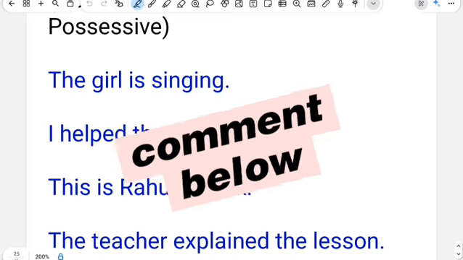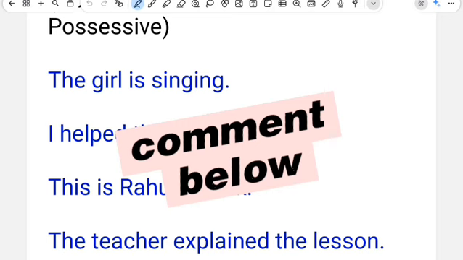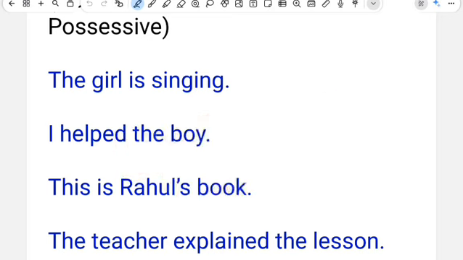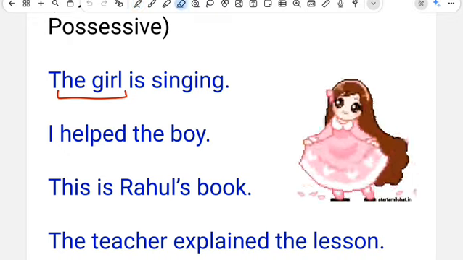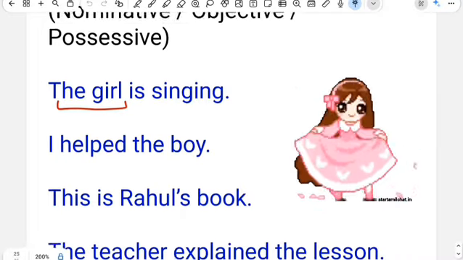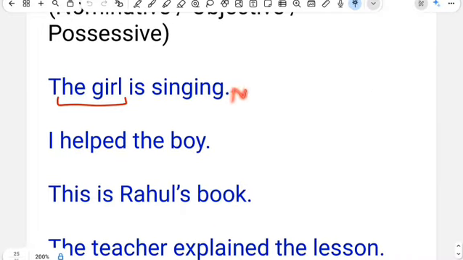The girl is singing. Who is singing? This is the way you can question yourself and easily find out the subject and object in a sentence. The girl is singing. So here the girl is our noun, and it is in the subject position. Therefore, it's our nominative case. You have to comment down. It's our nominative case.